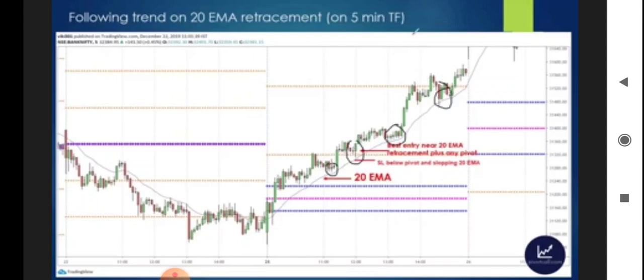But if you ask me which is the best place to go long, I will prefer this place. Why? Because along with 20 MA, there is a daily pivot also. So I'll go long on this candle. I'll keep stop loss below that green candle. So that is how 20 MA works very well whenever it is in trending mode, when the market is trending.